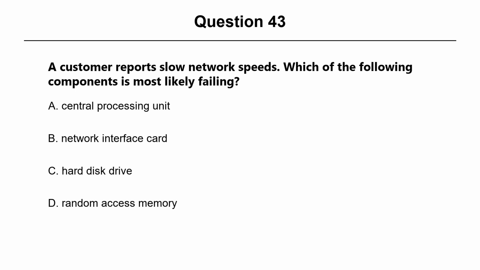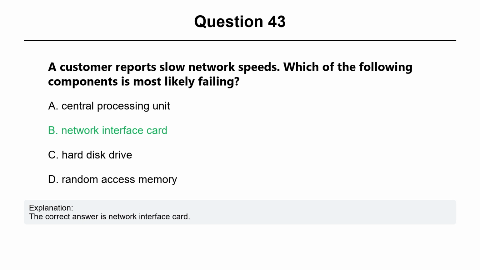Option A, Central Processing Unit. Option B, Network Interface Card. Option C, Hard Disk Drive. Option D, Random Access Memory. The correct answer is option B, Network Interface Card.